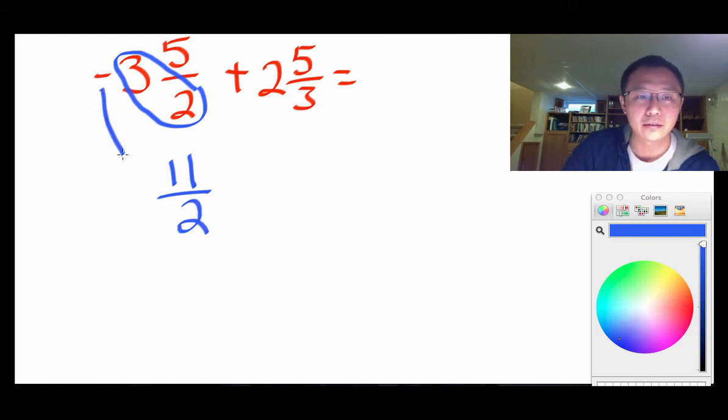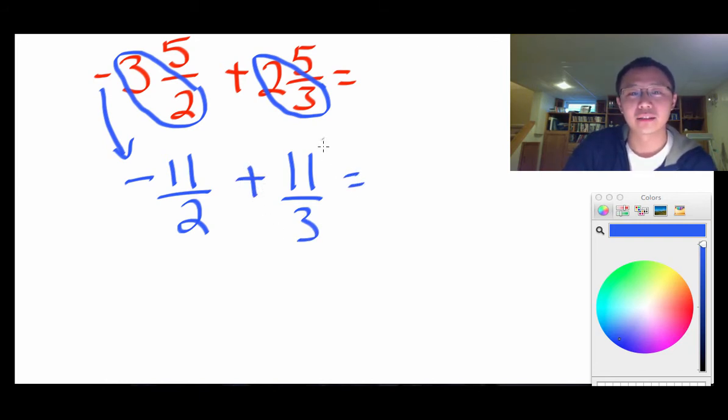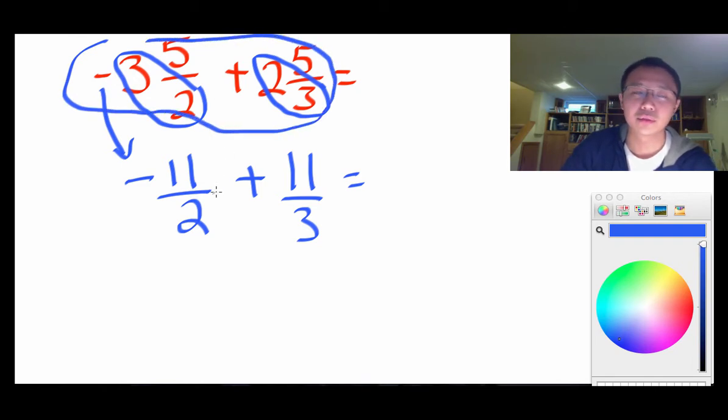Don't forget the negative sign. And then we're going to change the second one. So 2 times 3 is 6, plus 5 is 11/3. And don't forget the positive sign. So now basically we just changed all this kind of confusing stuff into two more simple versions. This is just another one of those combination questions.